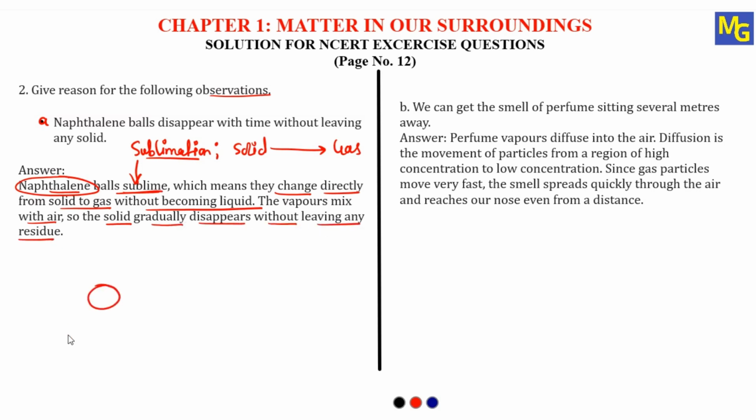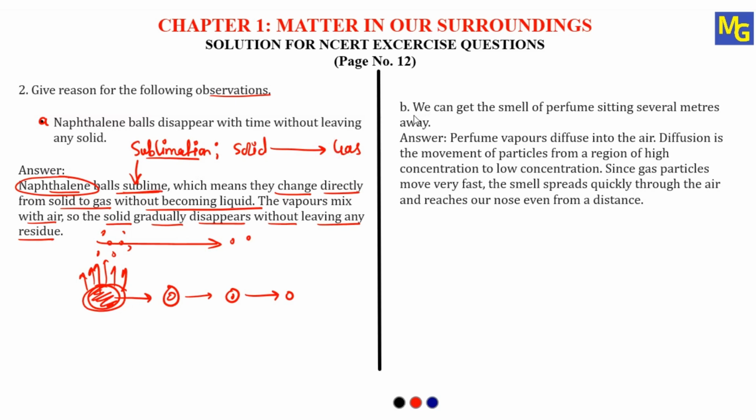If this is a naphthalene ball, now it is a solid, and when it slowly converts into the gaseous state, the size of the naphthalene will go on decreasing. And when it is converting into gas, all the gases get mixed into the air. When the air moves, these particles move to the other side. Then again the next naphthalene particles convert into gases and come into the air, and this process continues till the naphthalene ball disappears. So remember, the main process responsible for this is sublimation, the conversion of solid to gas.